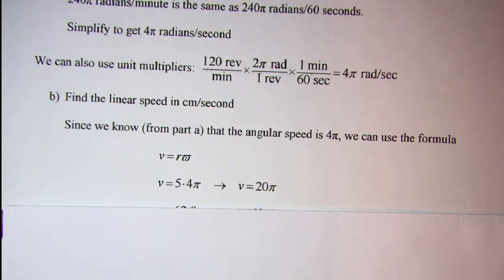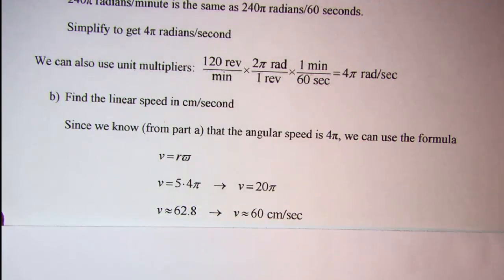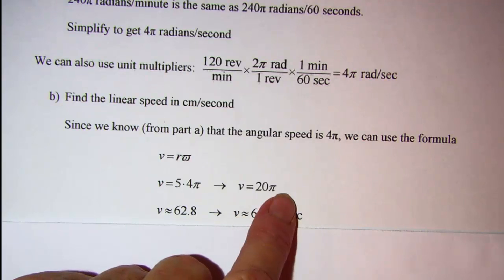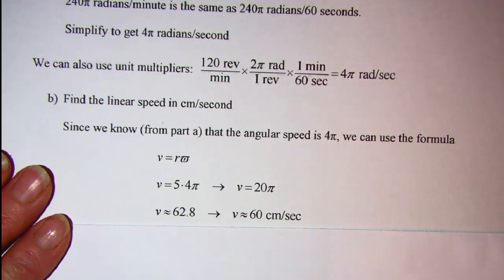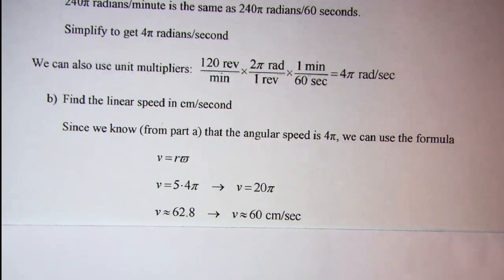Now if we need that in decimal, we can multiply 20 times 3.1415, and that comes out to be about 62.8, which we would take to 60 since in my original problem, the least number of significant digits was 1.